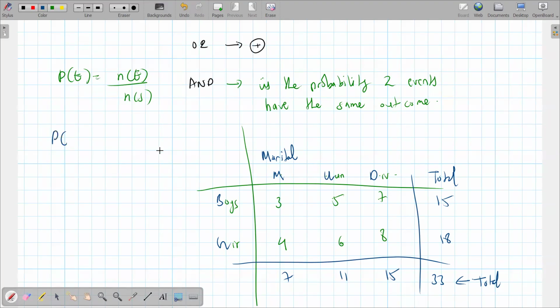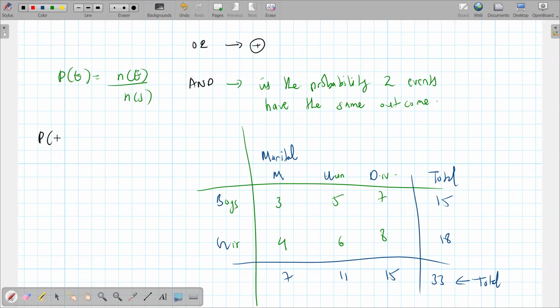What's the probability you pick a boy here? How many boys are there? Boys, 15. 15 over 33. What's the probability of plucking out a girl? 18 over 33. These are easy. What's the probability of plucking out someone that's married? 7 over 33. Same concept. So you just look at it and you're good to go. But things get a little bit difficult when you combine two events.